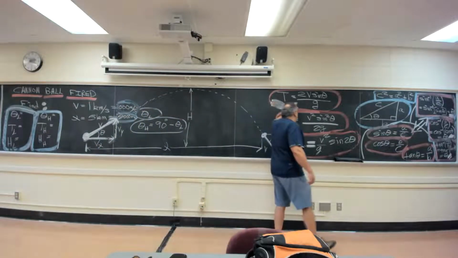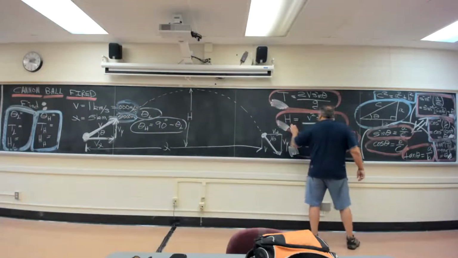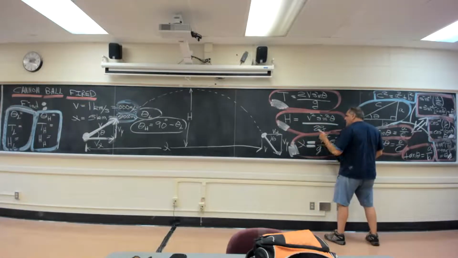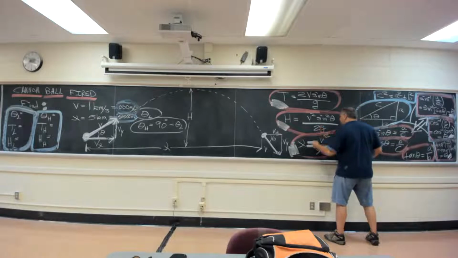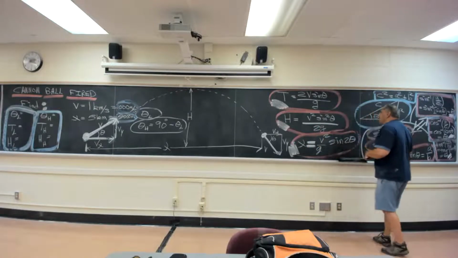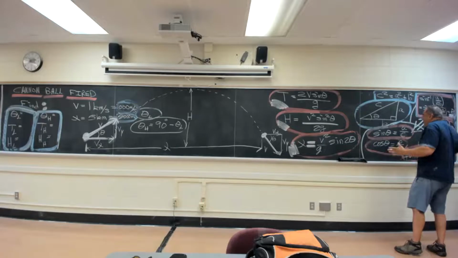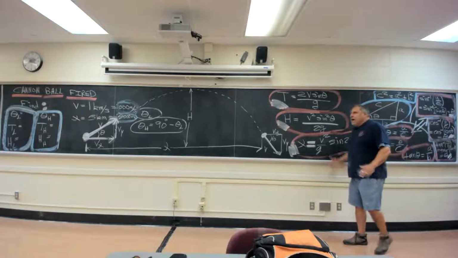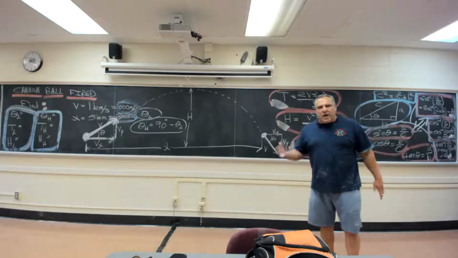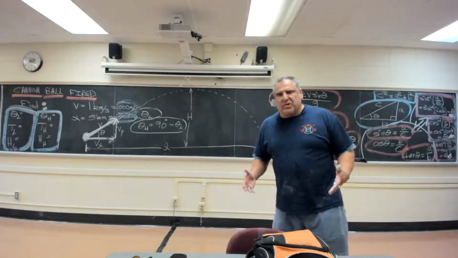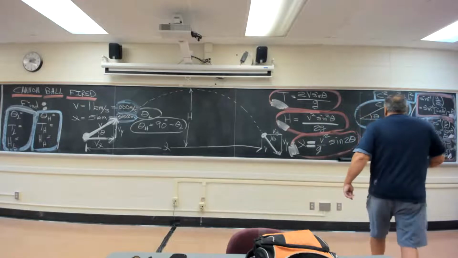We have T equals 2V sine theta over G, H equals V squared sine squared theta over 2G, and X is V squared over G times the sine of 2 theta. We've done all that already in class together. Whoever's watching the video, at some point or another, you've seen these equations. People in my classes face-to-face have definitely seen these equations already, quite a bit.